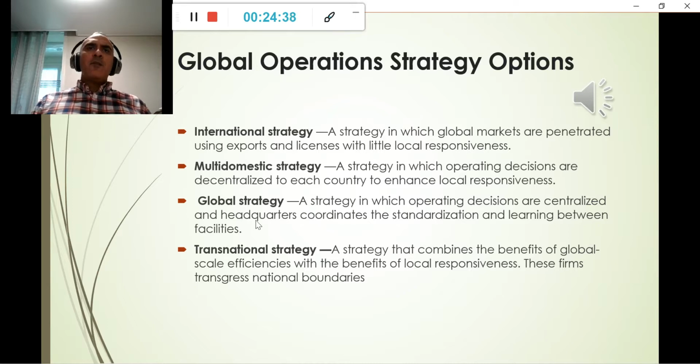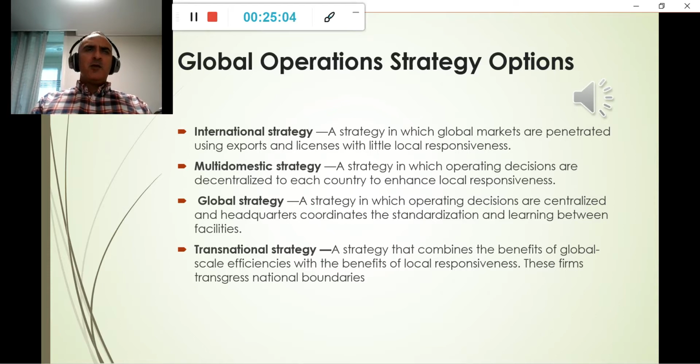We talk about a multi-domestic strategy, which is where decisions are decentralized to each country to enhance local responsiveness. That means we have, for example, Procter & Gamble Korea, Procter & Gamble Southeast Asia, etc., etc. It means they manufacture their products for the local response and they focus on their local market.